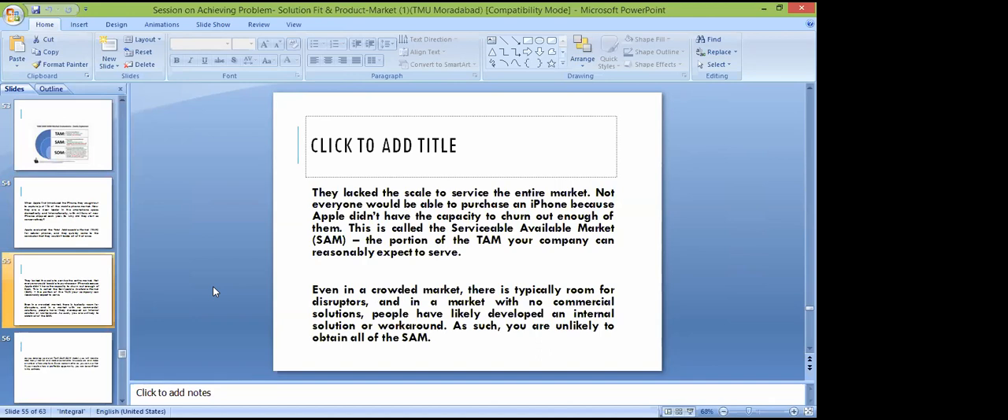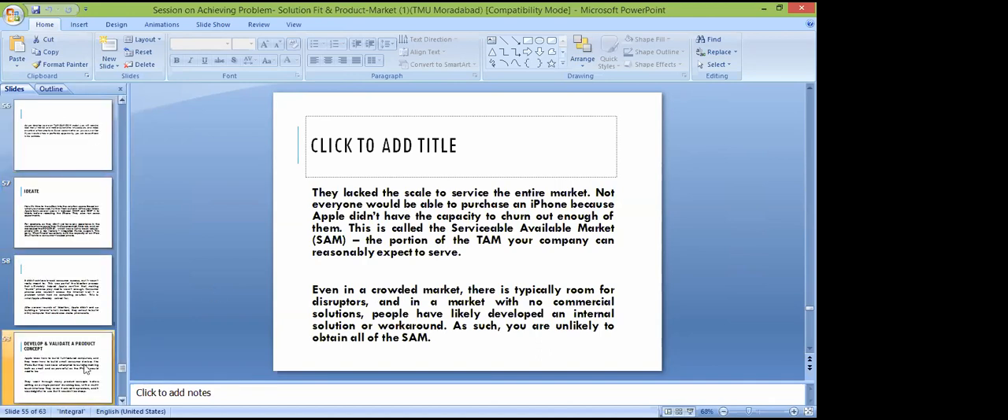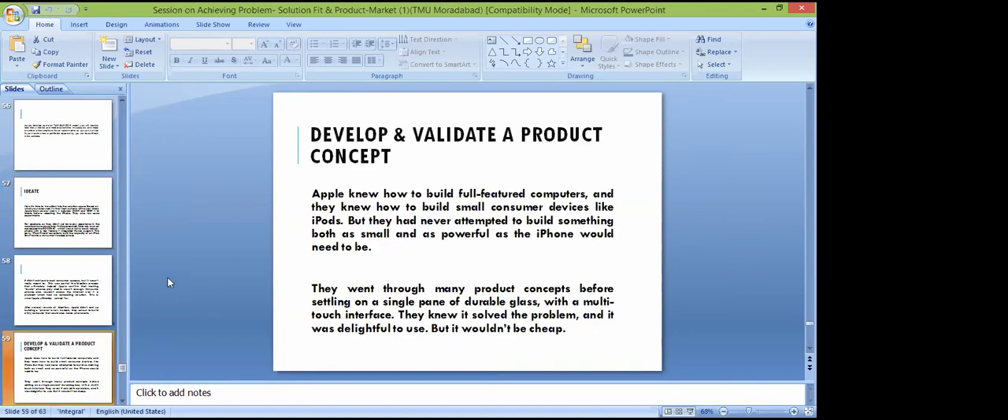Come to slide number 59. So now once you are ready with your product and the problem validation, you have to develop it and validate a product concept. Apple knew how to build full-featured computers. In the early days, Apple worked with computers, as everybody knows, but they could not get that many customers from the market.